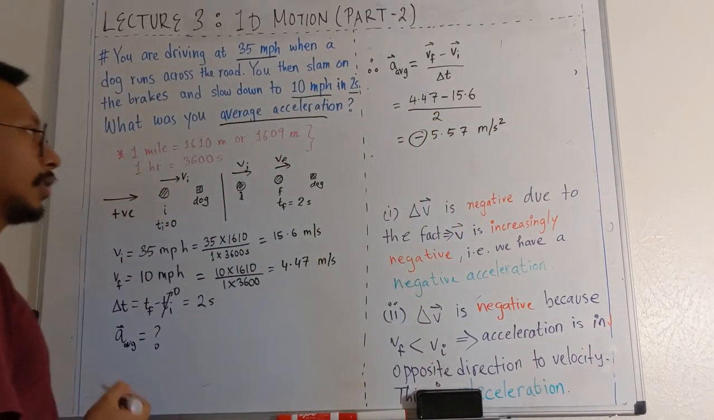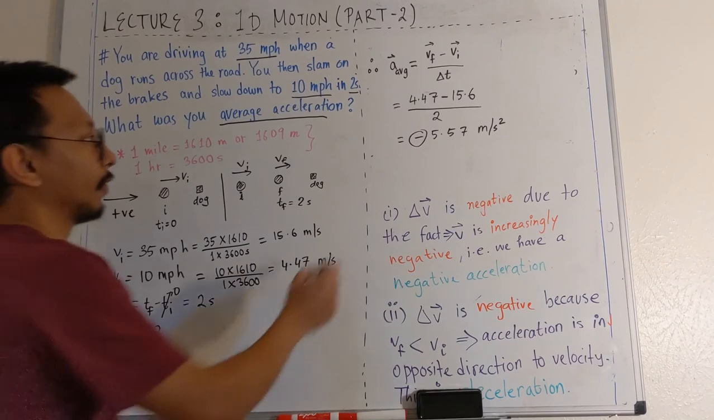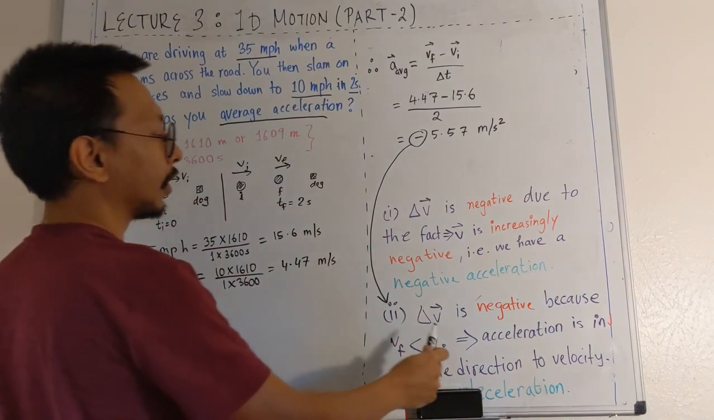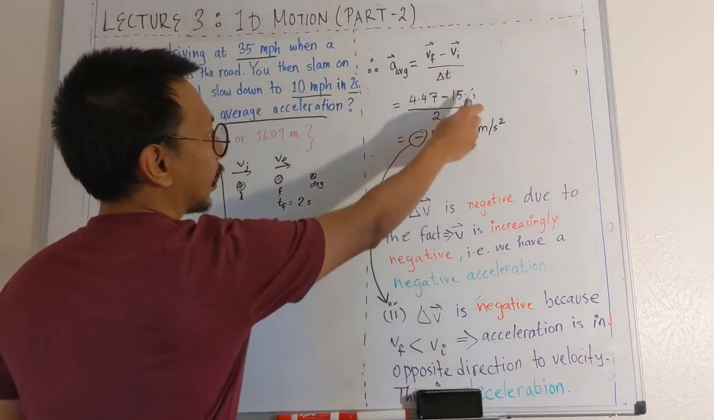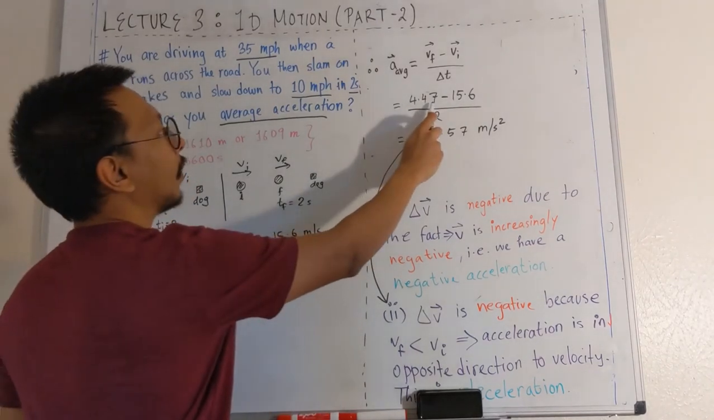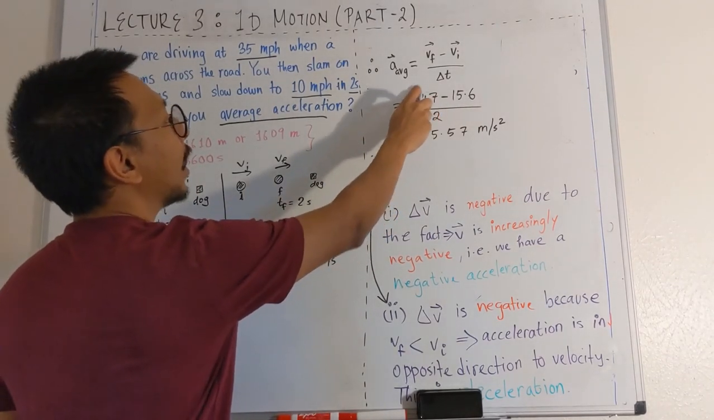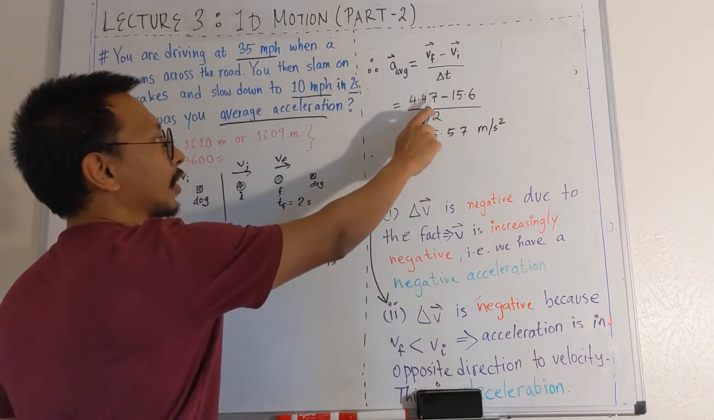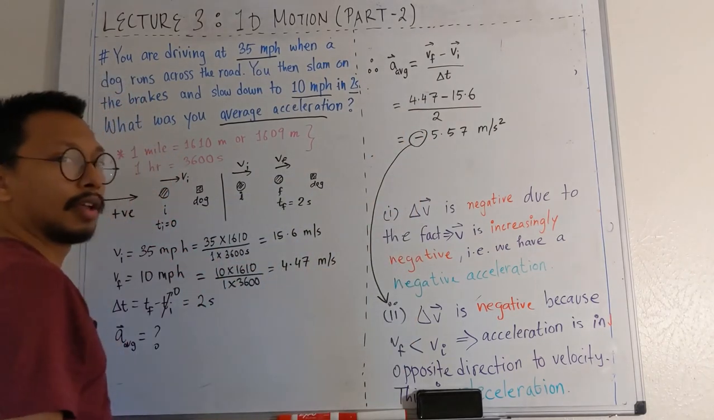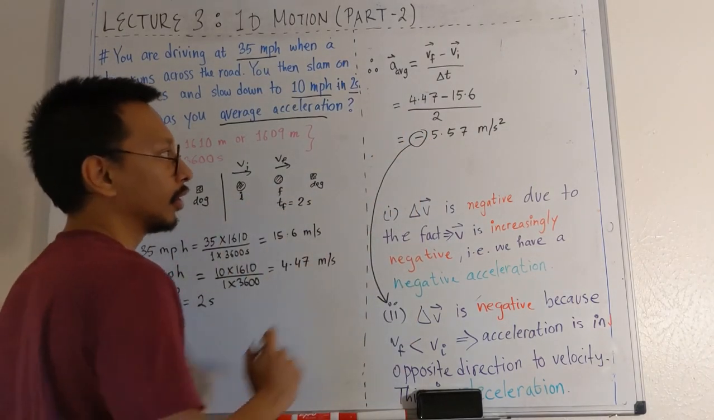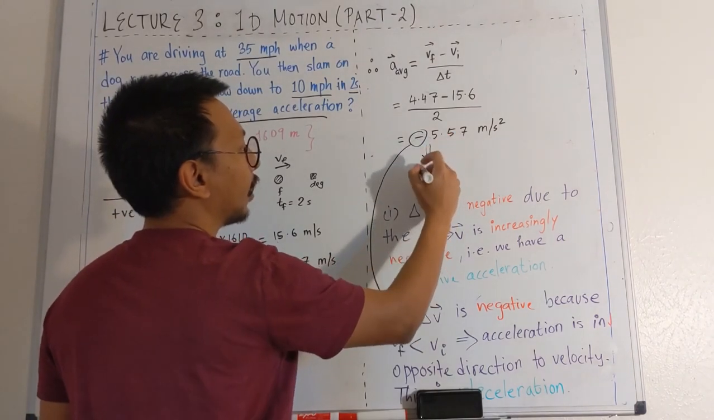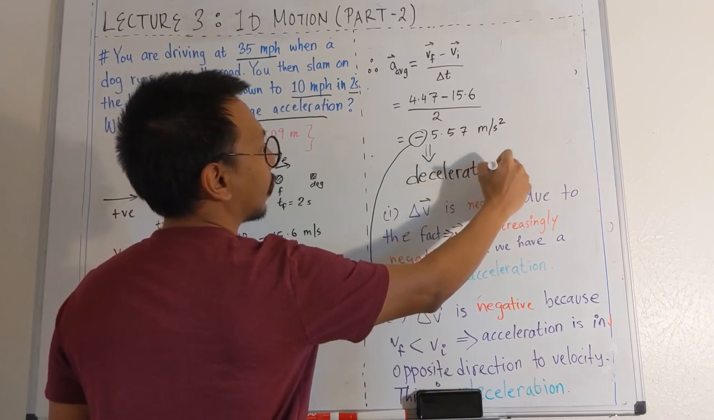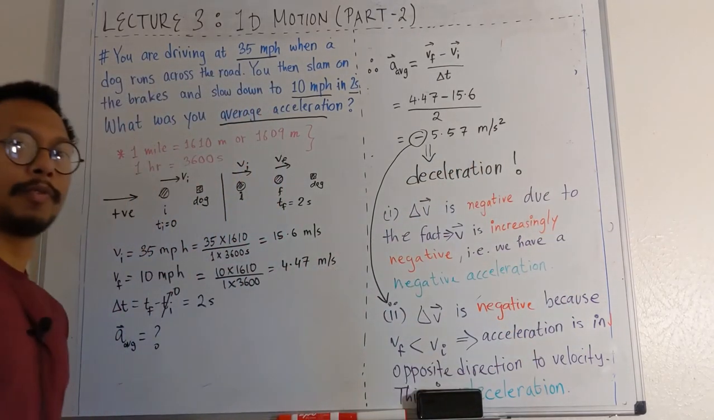And what does this negative tell us? Well, this negative satisfies the second condition, in that delta V is negative because of Vf being smaller than Vi. So Vf is actually decreasing in the positive direction of motion, and hence we have a deceleration. Hopefully that makes sense.